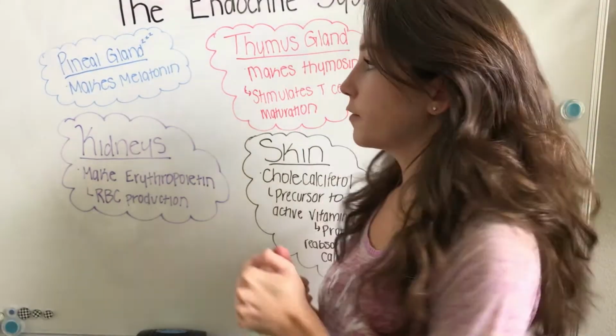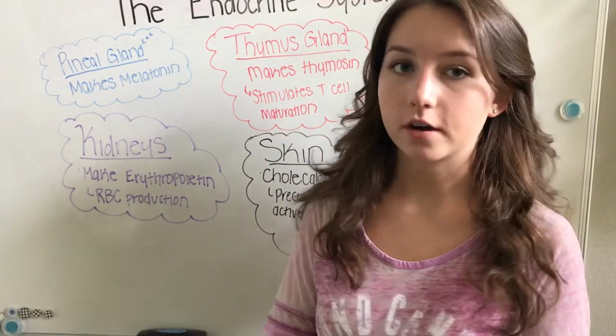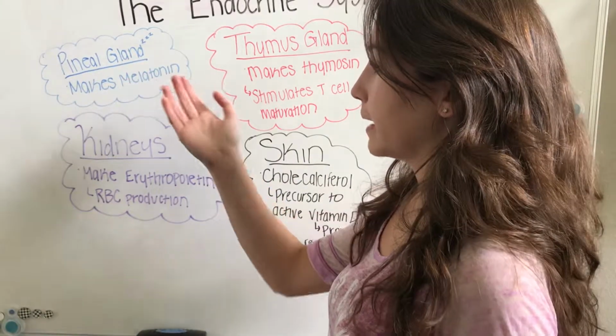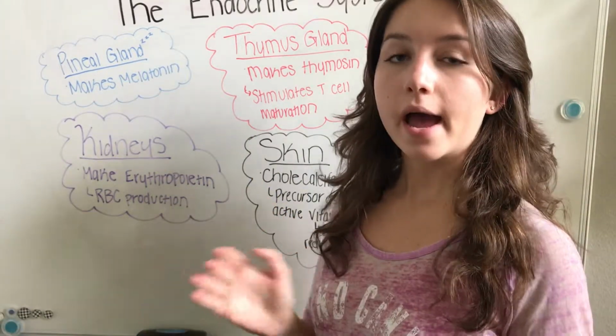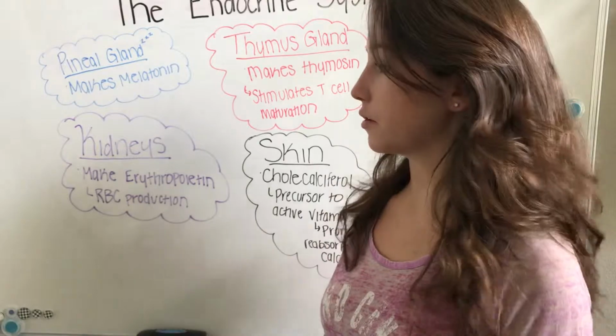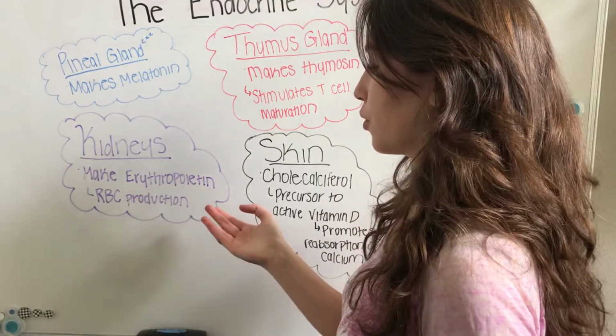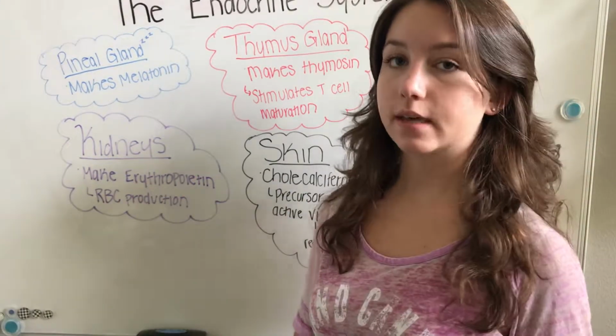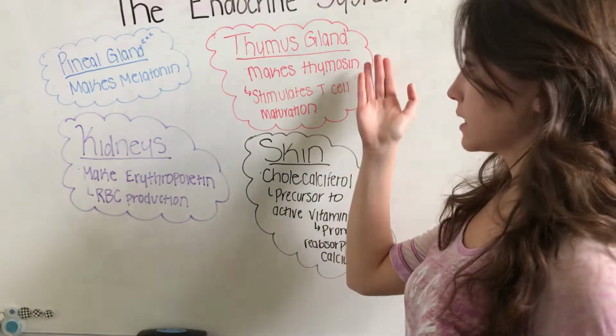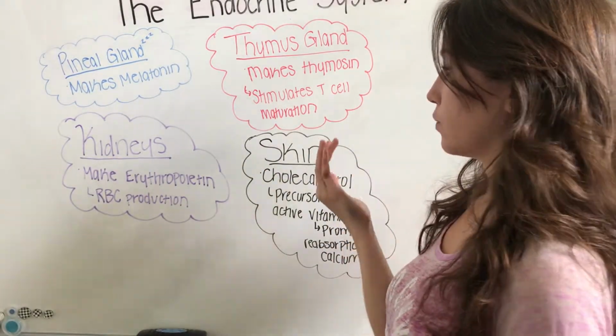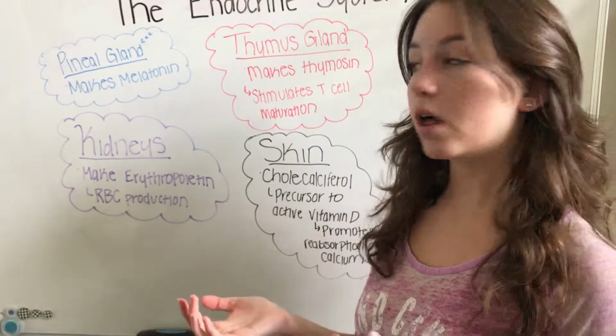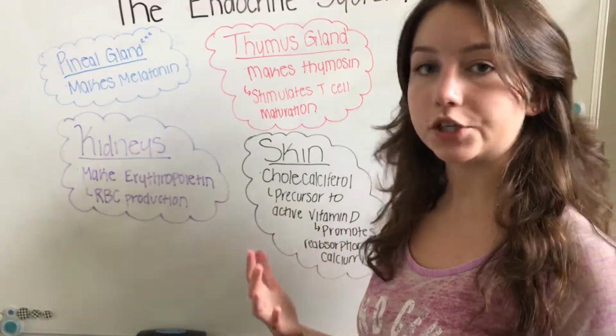Now I'm going to talk about a few other structures that serve endocrine functions. So the pineal gland makes melatonin, which you probably know helps to regulate the sleep-wake cycle. The kidneys make erythropoietin, which causes red blood cell production. The thymus gland makes the hormone thymosin, which helps to stimulate T cell maturation or differentiation.